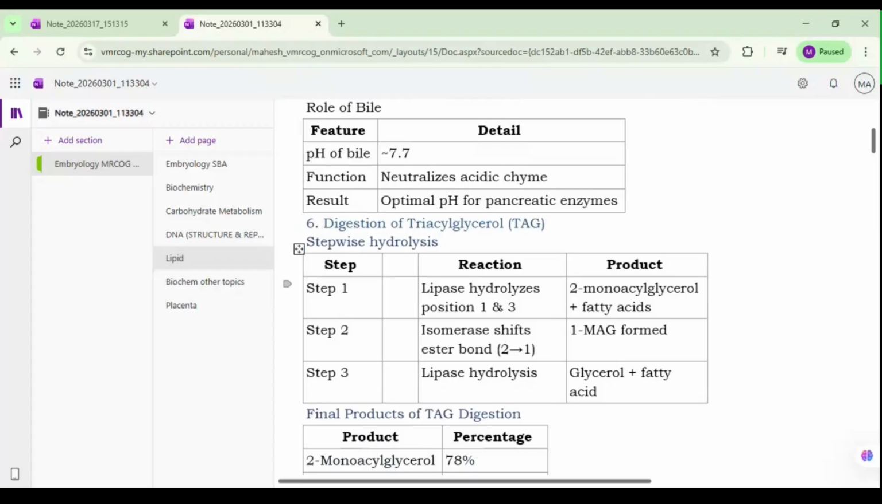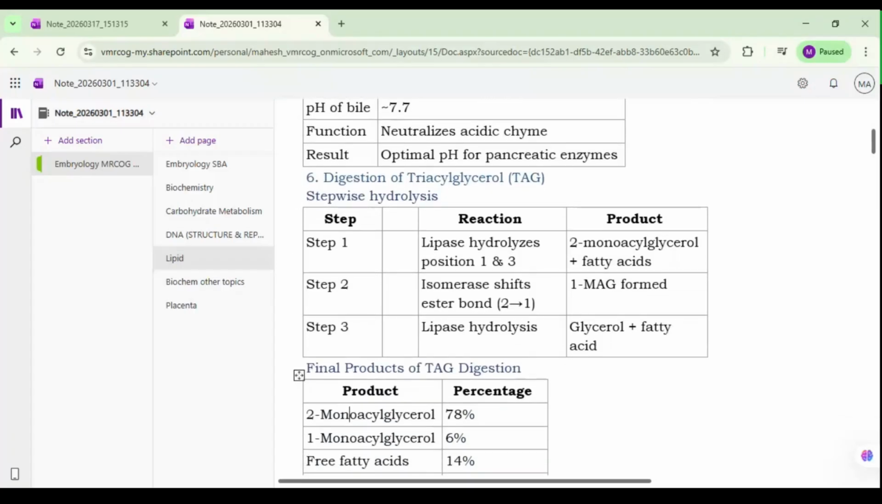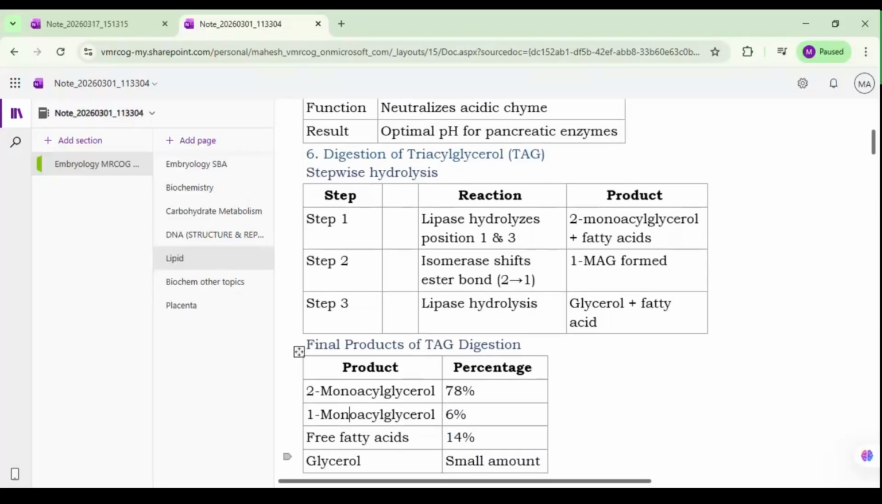But the major product is 2-monoacylglycerol, which is around 78%. 1-monoacylglycerol is around 6%, free fatty acid is around 14%, and glycerol is formed in a very small amount. So these are the final products of triacylglycerol digestion.